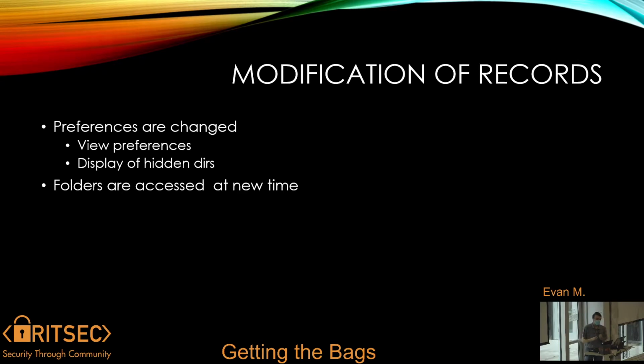Now, when do these records get modified? When are they updated? Well, they get updated when preferences are changed. So like your view preferences, like switching to list view, switching to large icon, or a display of hidden directories. All those preferences are stored not within bag MRU, but within bags, which has an association to items in bag MRU. Or if you access the directory and start working with files in it, that updates these bag values as well.